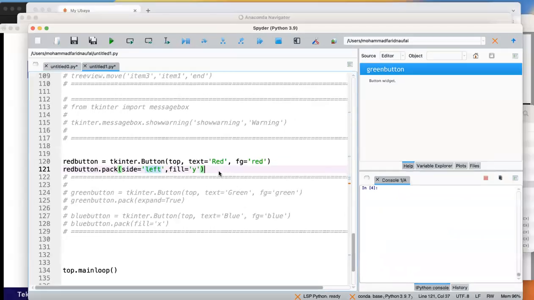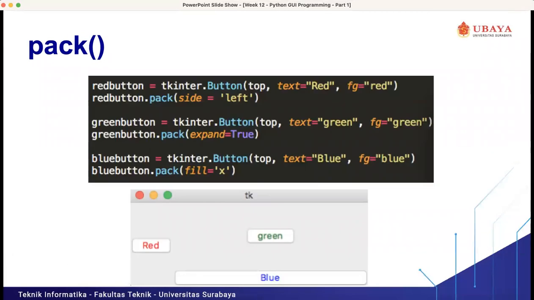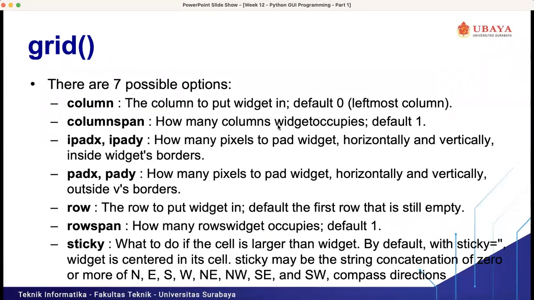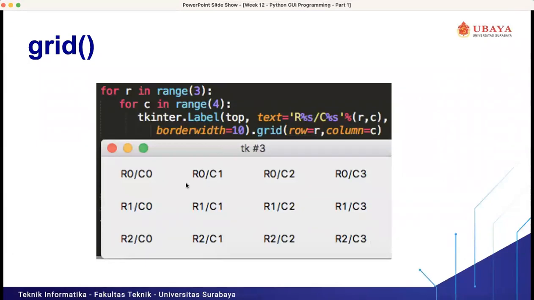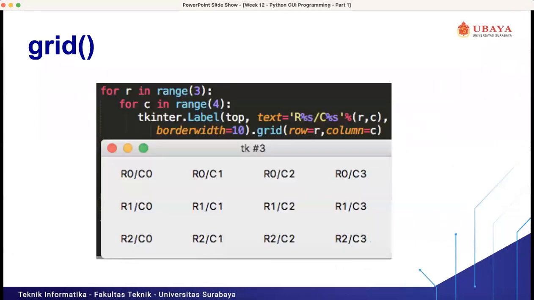Okay, so the next one is grid. The grid is for creating or placing widgets in table-like views. It's like a table. In this one, we have 3 rows and 4 columns.